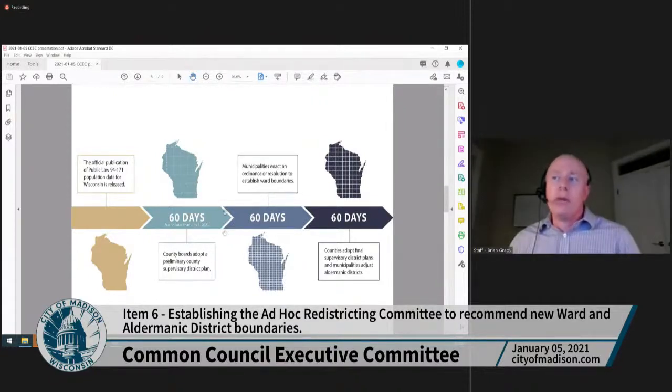So it moves very quick. We need to hit these deadlines, but we will certainly do that. And then after the wards are created, then officially the county can create their supervisory districts. We can create our aldermanic districts. But again, once we're creating our wards, we're going to have a pretty good sense of where we're going in terms of our aldermanic districts. We need to hit that equalized population. That's kind of the main premise here.